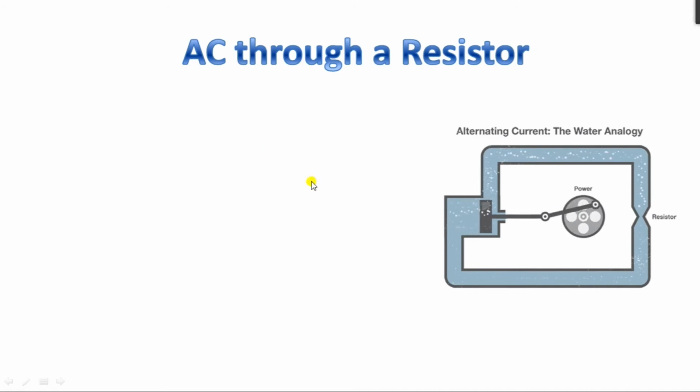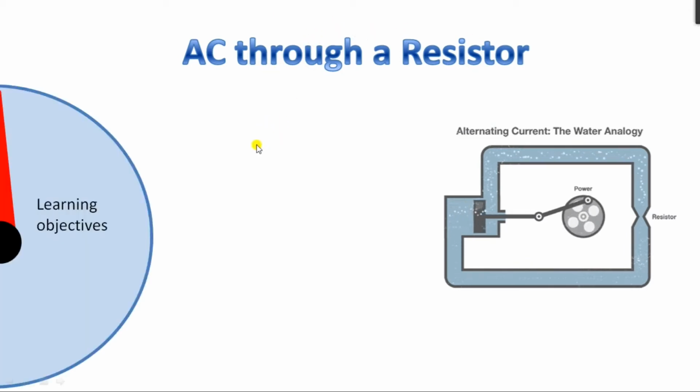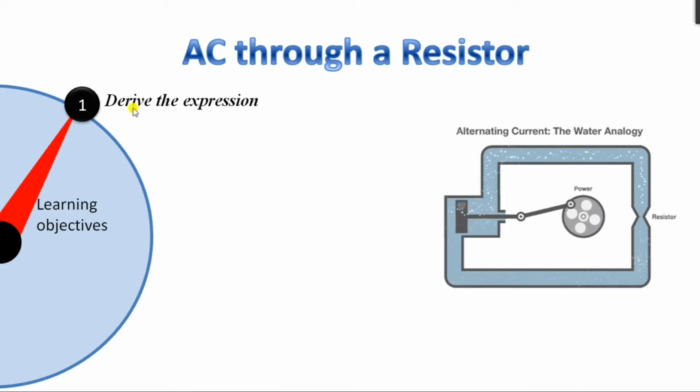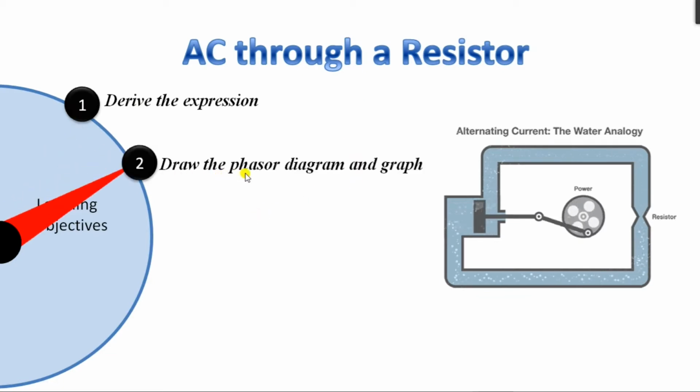Hello everyone, today in this video we are going to see what happens if we apply an alternating voltage to a resistor circuit. So after this video you should be able to derive the expression of voltage and current for a resistor circuit, and you should be able to draw the phasor diagram and the graph for a resistor circuit.